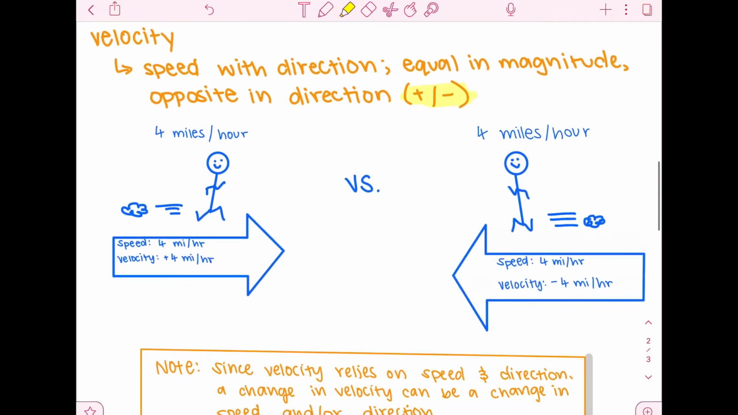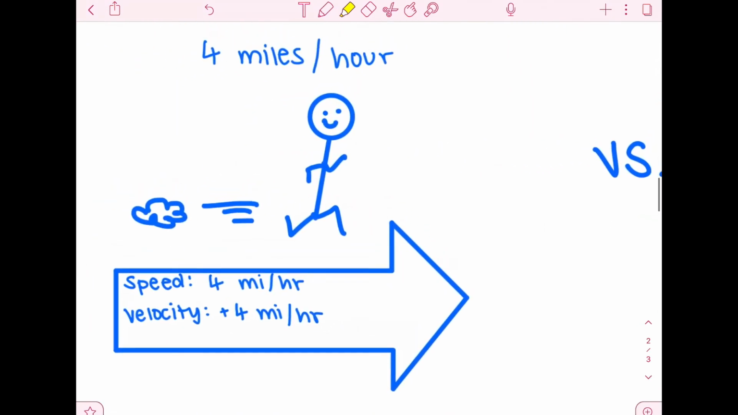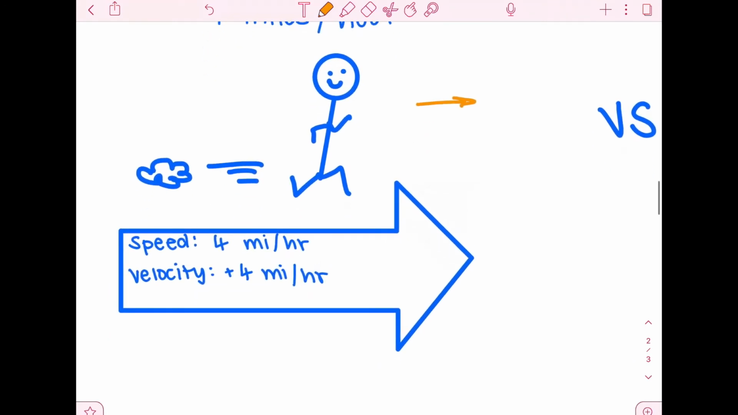So let's say this person was traveling at 4 miles per hour and they were going in this direction, so towards the right side. Their speed is going to be 4 miles per hour, and the velocity is going to be plus 4 miles per hour.